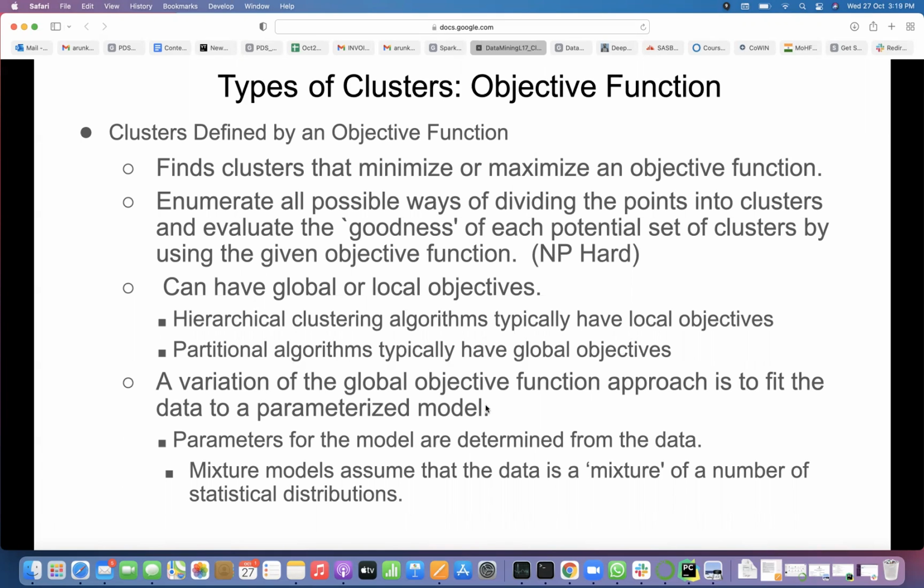A variation of the global objective function approach is to fit the data to a parameterized model. So k-means is one of the parameterized models. Parameters for the model are determined from the data. Mixture models assume that the data is a mixture of a number of statistical distributions.